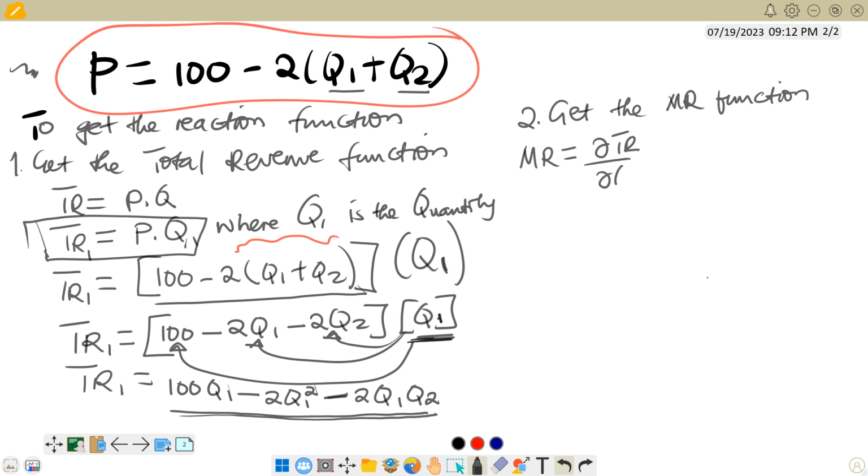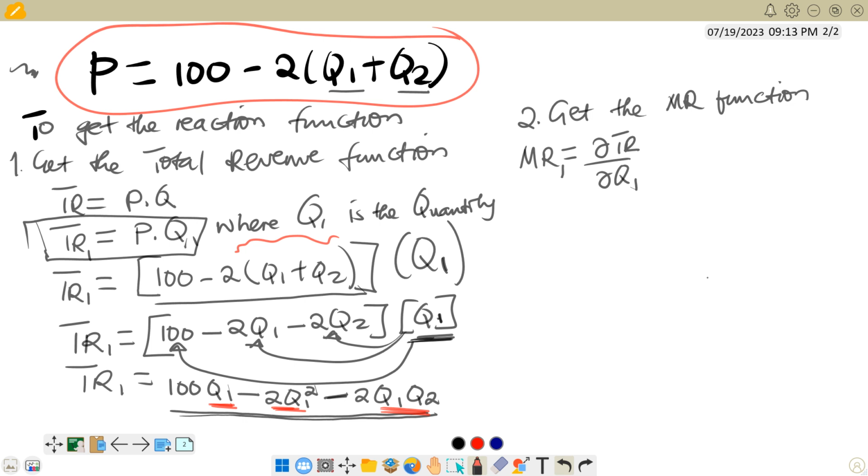So we know that marginal revenue is equal to the derivative of the total revenue function with respect to Q. But in this case, remember, we are trying to get the marginal revenue function for firm number 1. Therefore, this will be marginal revenue 1. Then we are differentiating with respect to Q1. As you can see, in the function for total revenue, there is Q1. But here we have got Q1 and Q2. Now understand that we are going to use partial derivatives.